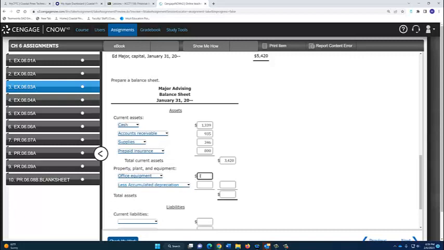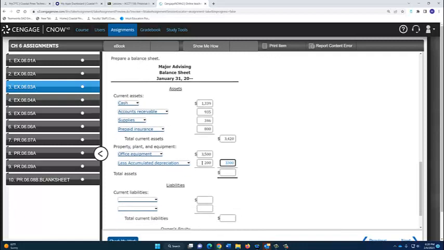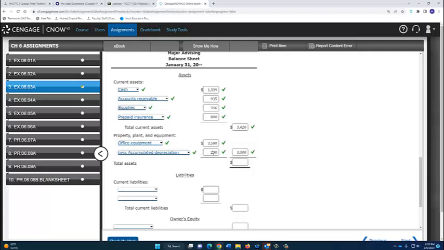The office equipment was $3,500 and the accumulated depreciation was $200. To get the book value, and that's the value that we're carrying the equipment on our books at, is $3,500 minus the $200. And so that will give us a $3,300 book value. I'm going to check my work just to see if they want a negative in there or not. No, the positive number was fine.